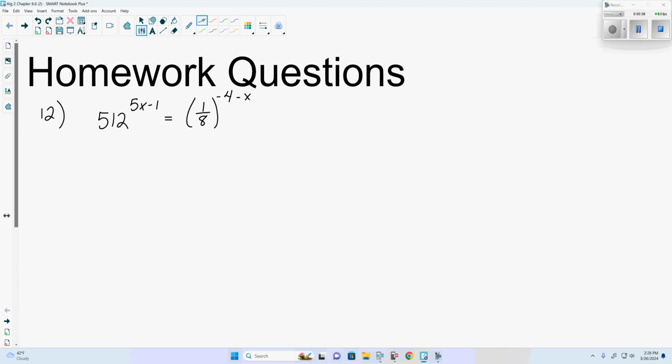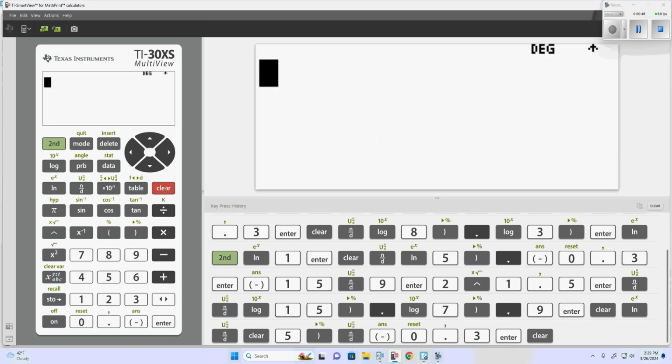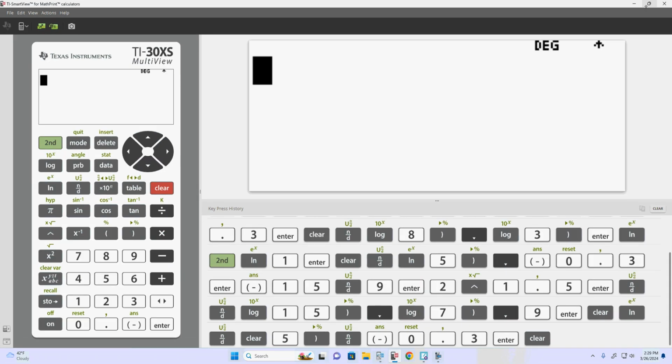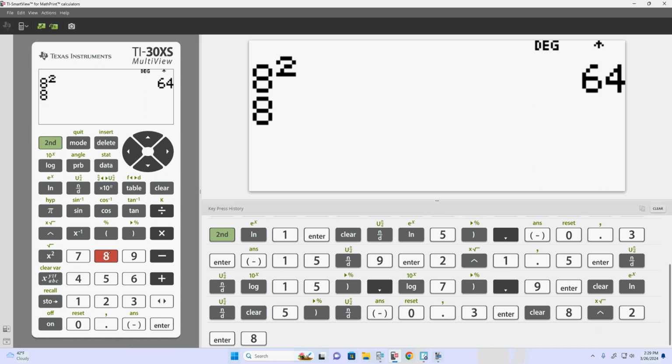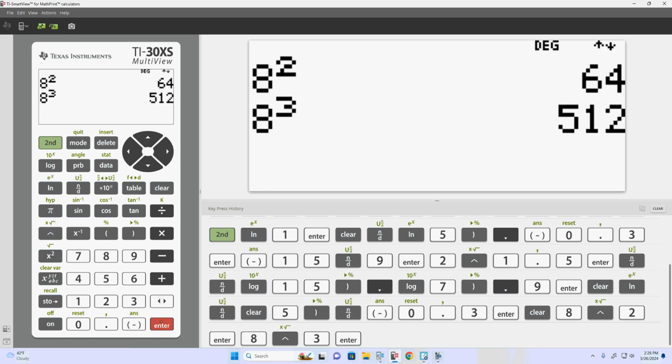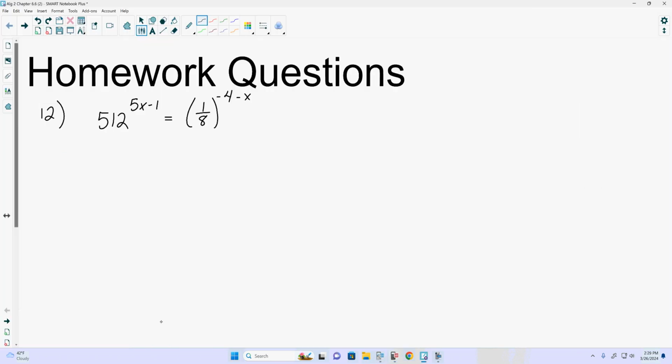So we need the bases to be the same. Now, if we could rewrite 512 as 8 to a power, that would be nice. So we could try 8 squared. Oh, it's right here. 8 to the third is indeed 512. So that's kind of nice. So the one on the left we can rewrite as 512 is 8 to the third power.